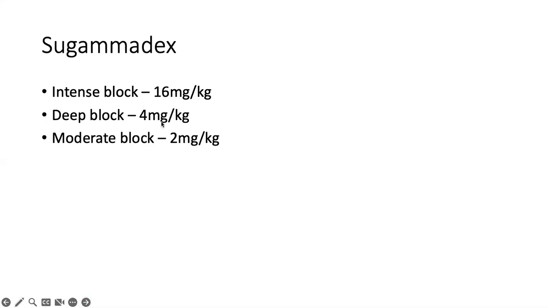But I must say, for me, if a patient was not in an intense block, they just had a moderate to deep block, I tended to use 4 milligrams per kg. I found using 2 milligrams per kg to be quite too low. I didn't get as quick a response as I desired. If you've decided to use Sugammadex, I would say go big or go home. Don't go for 16, because then you're just going to be wasteful. But if you've made a decision to use it, I would just go for 4. Then you are guaranteed that you've reversed the patient.